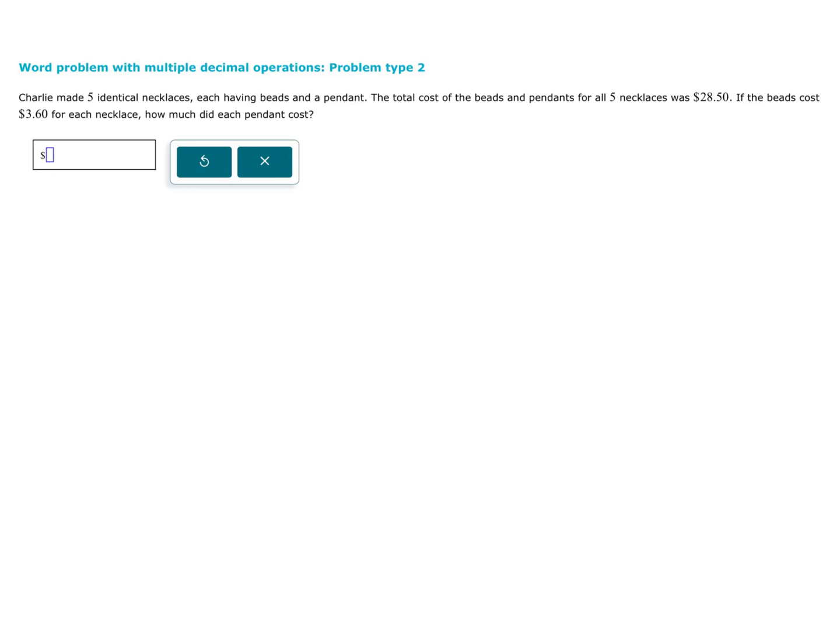This topic is word problems with multiple decimal operations, and this is type 2. Our first example says Charlie made 5 identical necklaces, each having beads and a pendant. The total cost of the beads and pendants for all 5 necklaces is $28.50. If the beads cost $3.60 for each necklace, how much does each pendant cost?